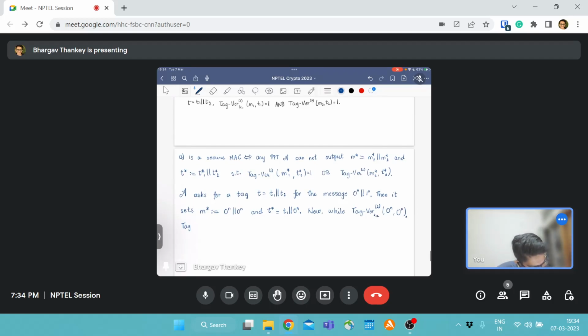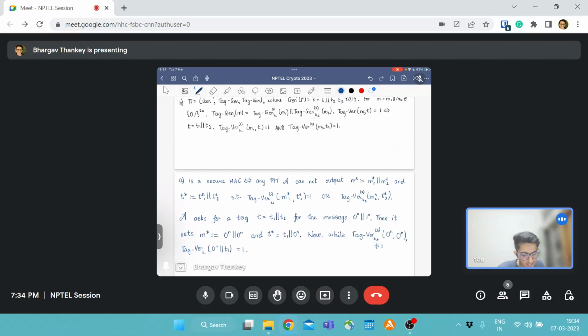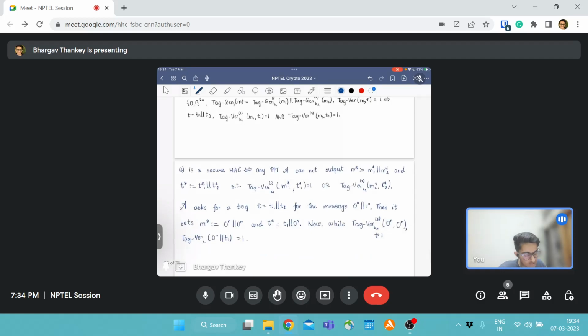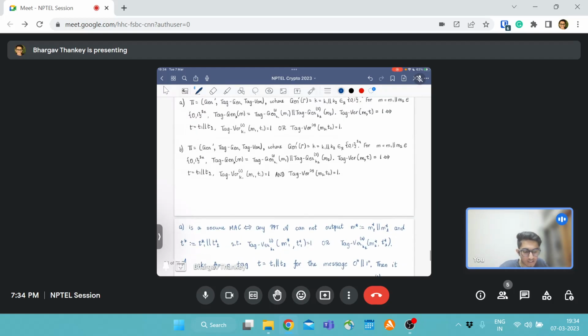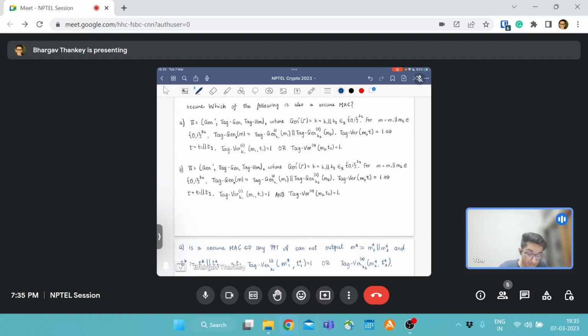I should put K2. Here it should be 2. Tag verification K1, 0 to the n, T1 equals 1. So according to the second scheme, T star is a valid tag for M star. And so in the second scheme, we were able to forge a tag for a new message. The message 0 to the n concatenated with 0 to the n is clearly different from the message 0 to the n concatenated with 1 to the n. So the second scheme is not CMA secure.